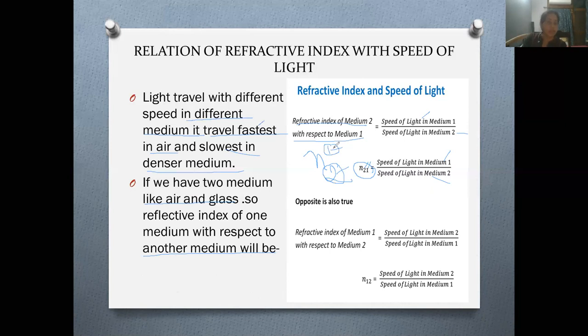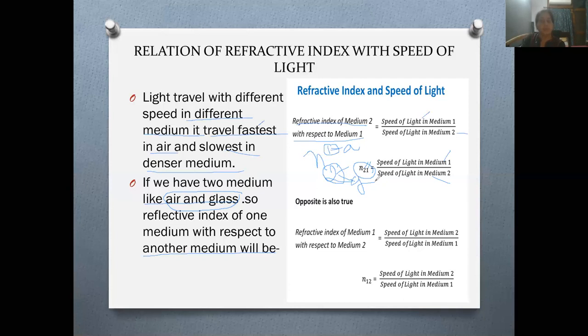So 1 can be air and 2 can be glass, like this. If we are having two media, air and glass, this is the question. So one medium is air and the second medium is glass. So this is the refractive index of glass with respect to air. Here it is A and here it is G in place of this.